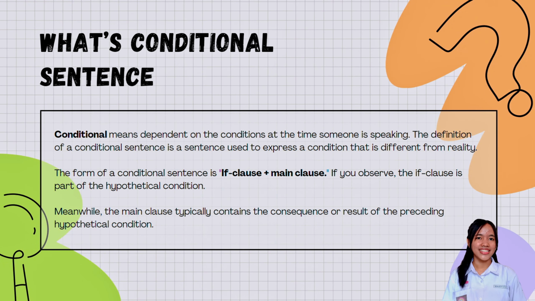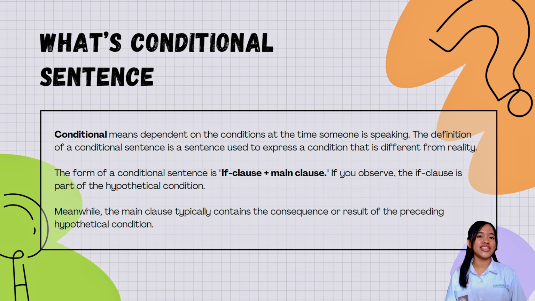What is a conditional sentence? Conditional means dependent on the condition at the time someone is speaking. The definition of a conditional sentence is a sentence used to express a condition that is different from reality. In simple terms, a conditional sentence is a compound sentence that contains a condition related to a hypothesis, imagination, or event that can happen or even be impossible to occur. In English, conditional sentences are typically initiated with "if" as an indicator that the condition has not yet occurred.